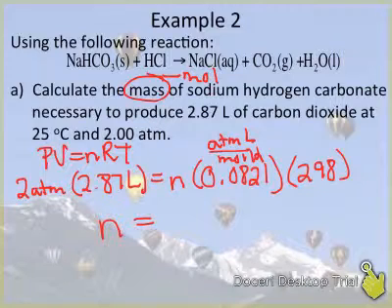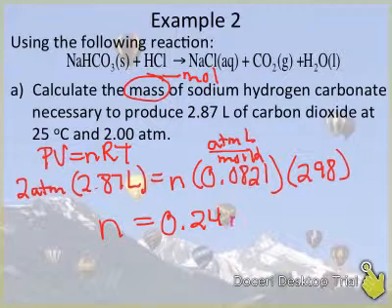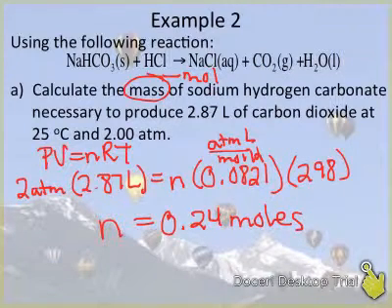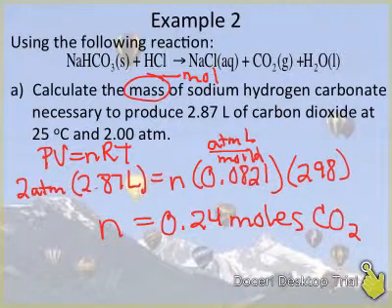2, because 25 degrees Celsius only has 2. So I'm going to round my answer as 0.24 moles. So in this reaction, under these conditions, I am going to produce 0.24 moles of carbon dioxide, right? Because 2.87 liters of carbon dioxide at these conditions. So I'm producing 0.24 moles of carbon dioxide.